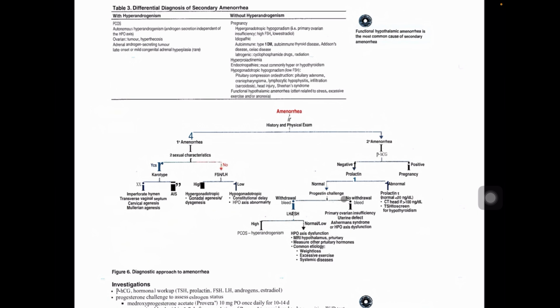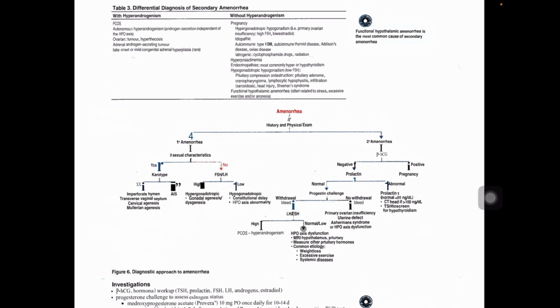In the progestin challenge test, you will give progestin and then you'll remove progestin. After removal of progestin, if there is no bleeding, this could be primary ovarian insufficiency, uterine defect, Asherman syndrome, or HPO axis defect. So it could be related to the ovaries, the uterus, Asherman syndrome, the pituitary, or the hypothalamus. So if no bleeding on the progestin challenge test, that is the differential. And if it bleeds, then you're going to check LH and FSH.